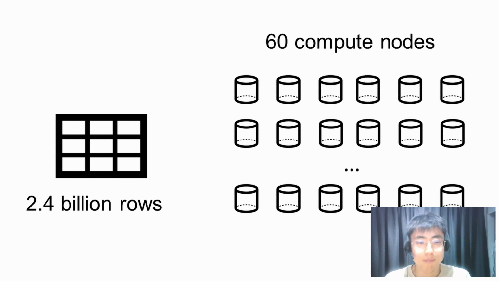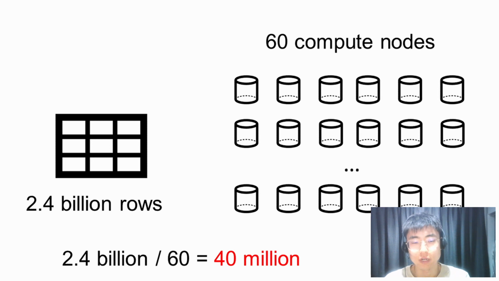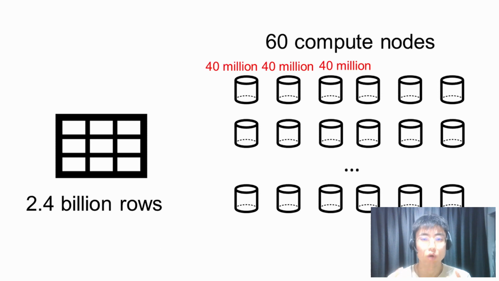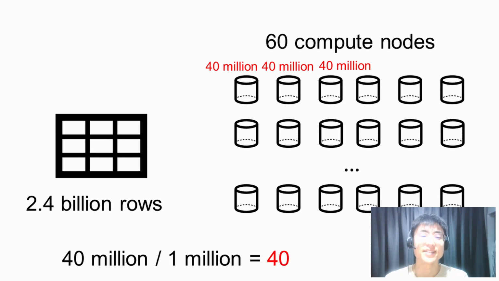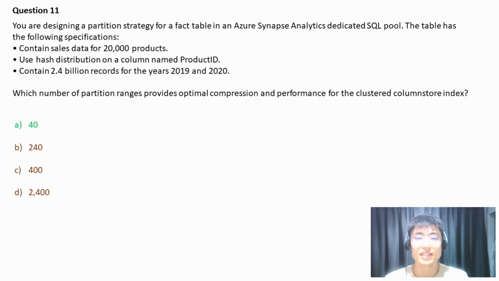If we divide that by 60, we get 40 million. So we know that each distribution has 40 million rows. So the partition works for each of these 40 million. 1 million rows is the ideal number of rows per partition, as that indicates that we are not under partitioning or over partitioning. So doing some crazy maths here, the correct answer is 40.